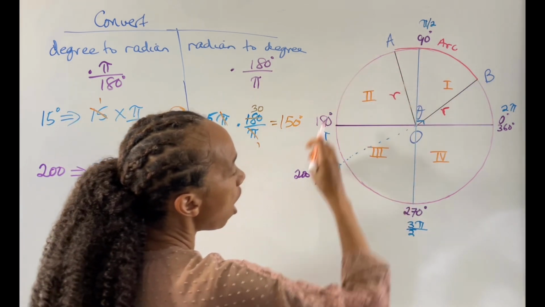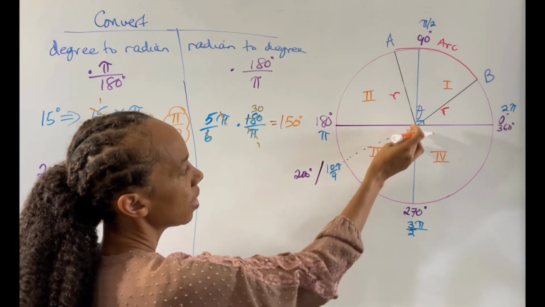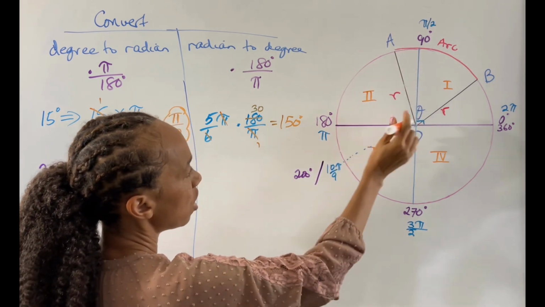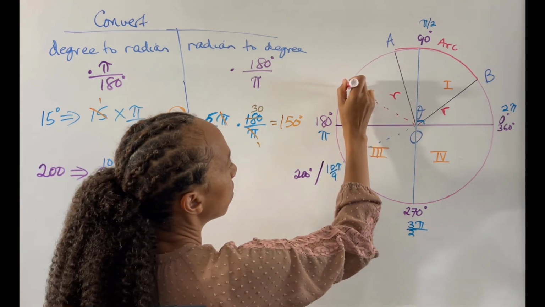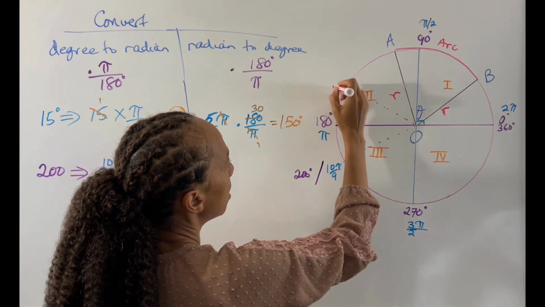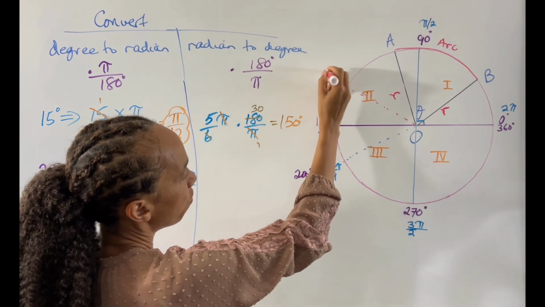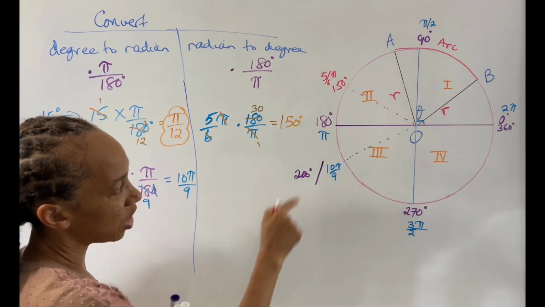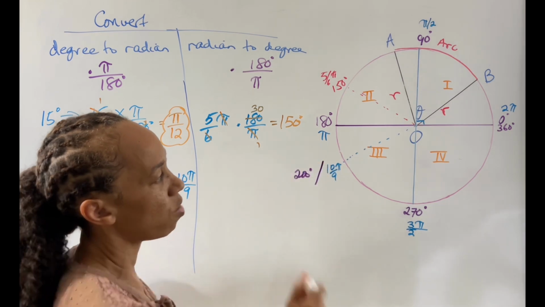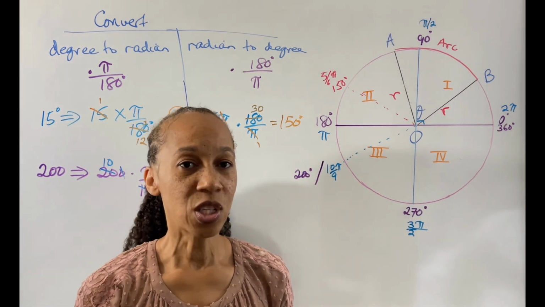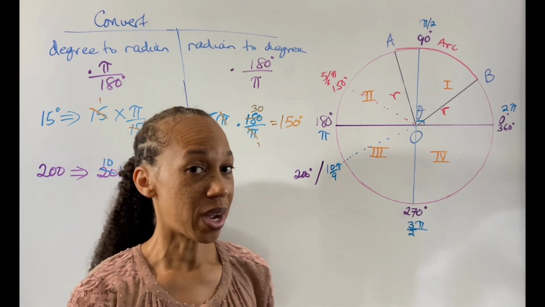Let's look on the unit circle. It is before you reach 180, and it is after 90. So it's going to be somewhere, I would say, about around here, maybe 150 degrees. And this is where it's located. And this is 5 over 6 pi. You'll notice it's not the same. It is actually 1/6 less than the pi here, which is at 180 degrees. So be careful when you're working with radians and when you're working with degrees.